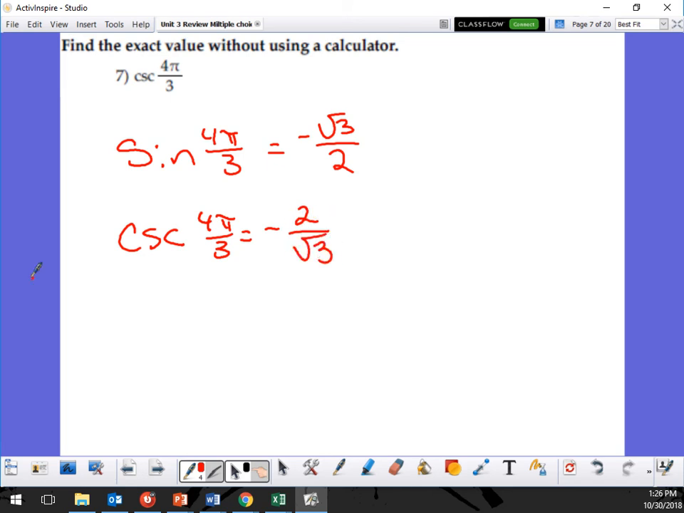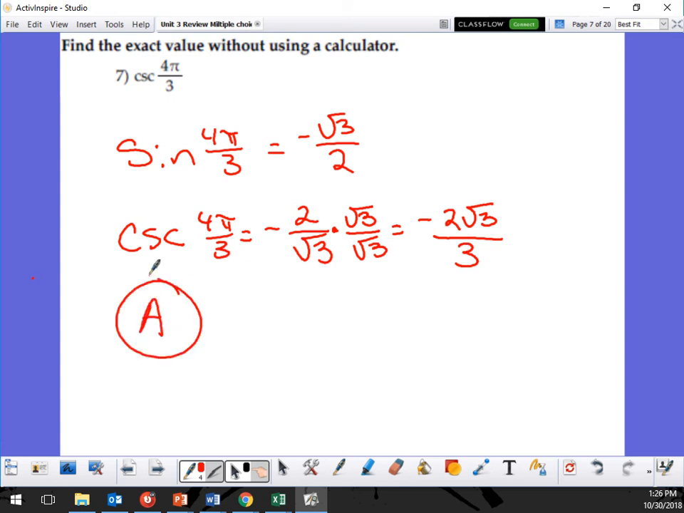Now from this point right here, I can't leave my answer like that. I'm not allowed to have the radical in the denominator, so I need to rationalize. I'm going to multiply top and bottom by rad 3, so rad 3 over rad 3. So it's negative 2 rad 3 over 3, and that's going to be my answer. So what letter is that going to be? Is that A? Yes. Are you guys okay here still? Yep.